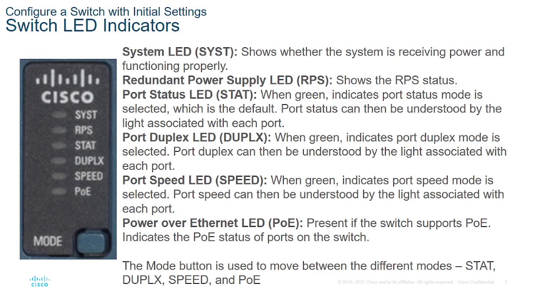Then we also have the duplex LED, that is the port duplex LED. This one, when green, indicates a specific port duplex mode has been selected. The port duplex can also be understood by the light associated with each port. Then we have the speed LED. When green, it indicates the port speed mode that is selected, and the port speed can also be understood by the light associated with each port.